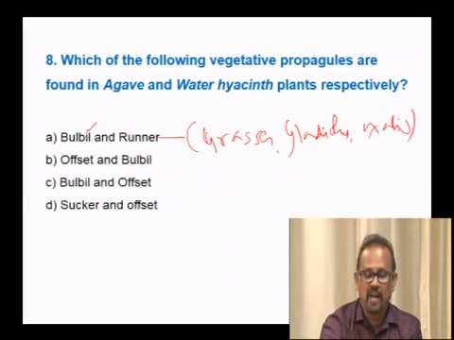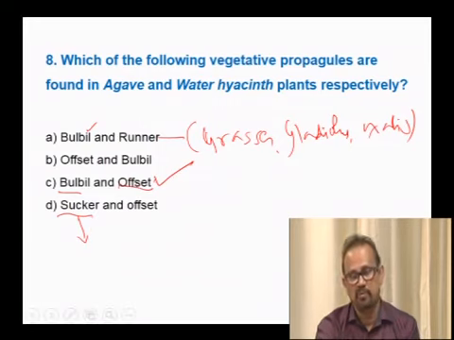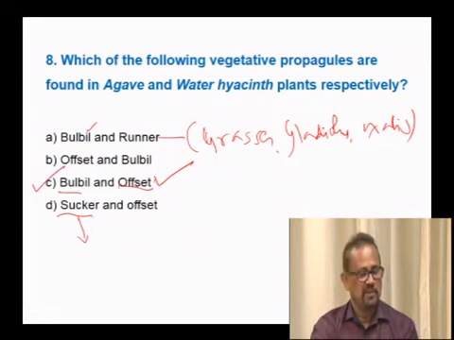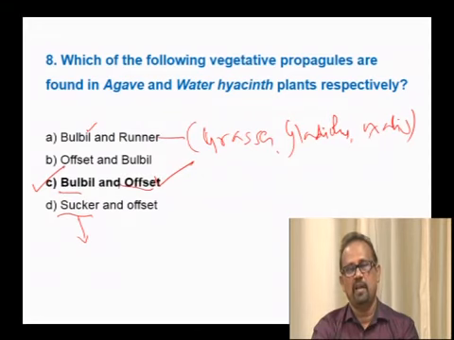See here, for agave and water hyacinth you have to write respectively. Therefore, for agave it should be bulbil, and for water hyacinth, offset. So this is the correct answer. Sucker can be seen in chrysanthemum. Therefore, for this question, the correct option is C, that is bulbil and offset. We shall move on to the next question.